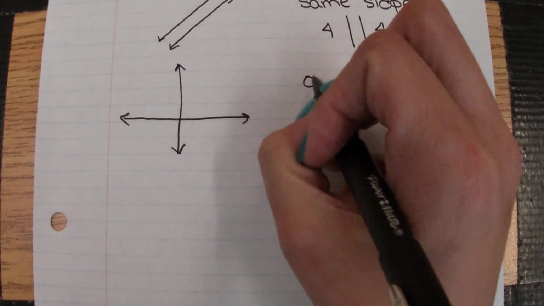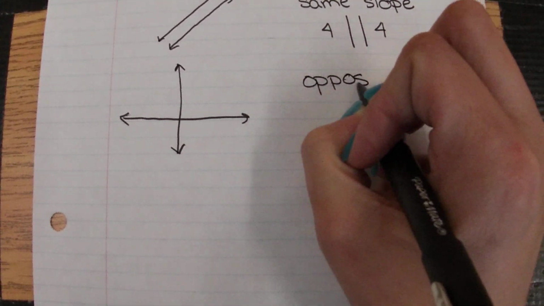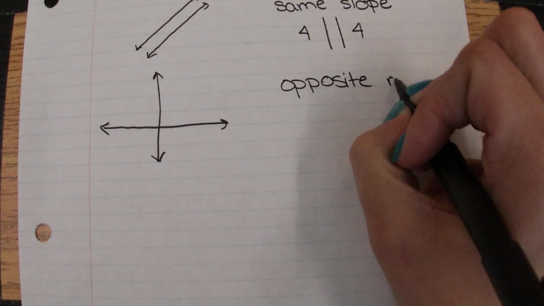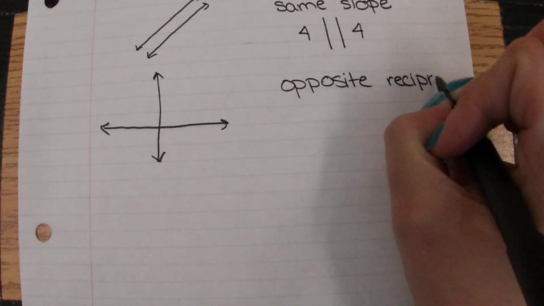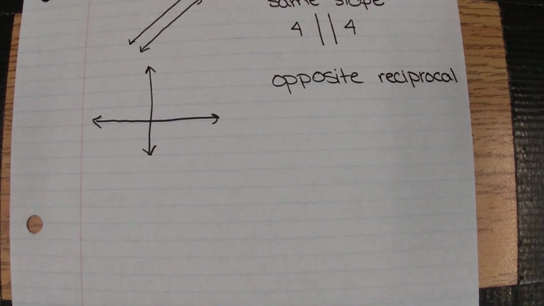And perpendicular lines have opposite reciprocal slopes. Where hopefully we know that opposite means that it's the opposite sign. So a positive becomes a negative becomes a positive. And reciprocal tells us to flip-flop the fraction over.